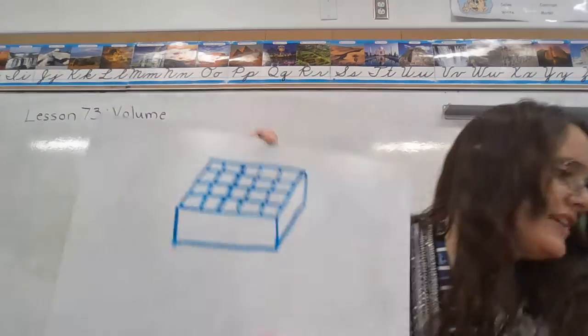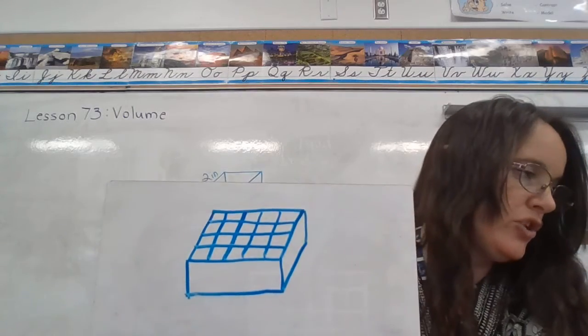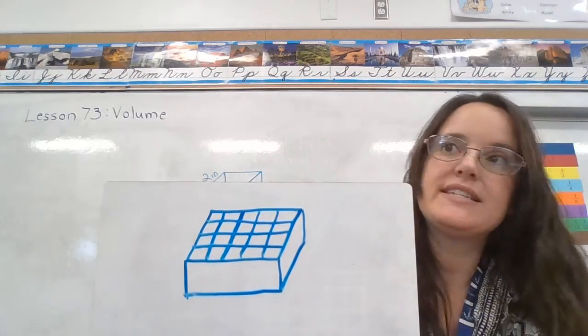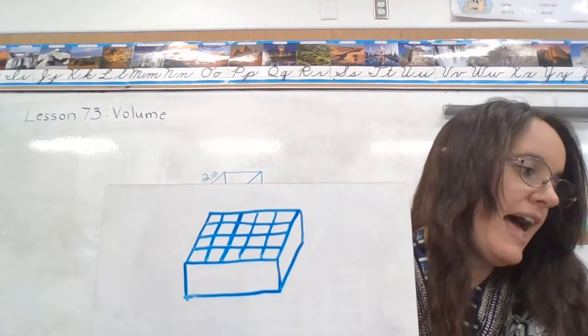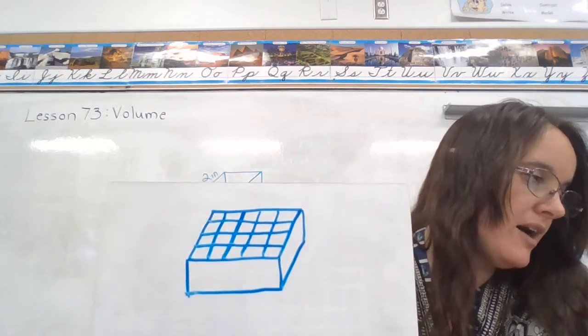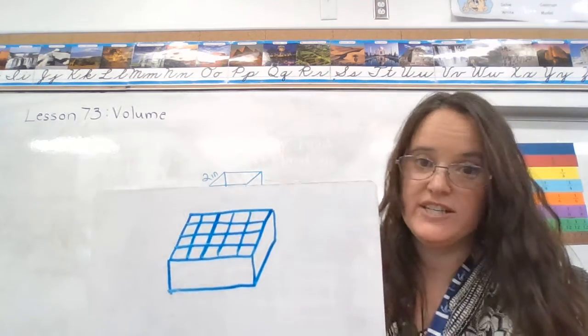So one layer, here's what it says. Millie filled a small gift box with 1-inch cubes. The picture shows the top layer. There are 2 layers of cubes. How many cubes are in the box? What is the volume of the box in cubic inches?